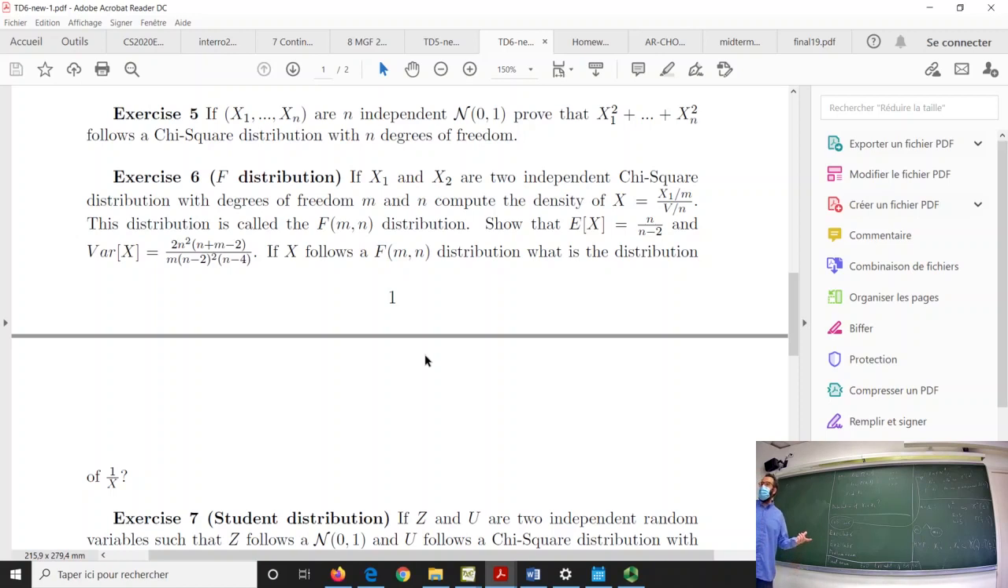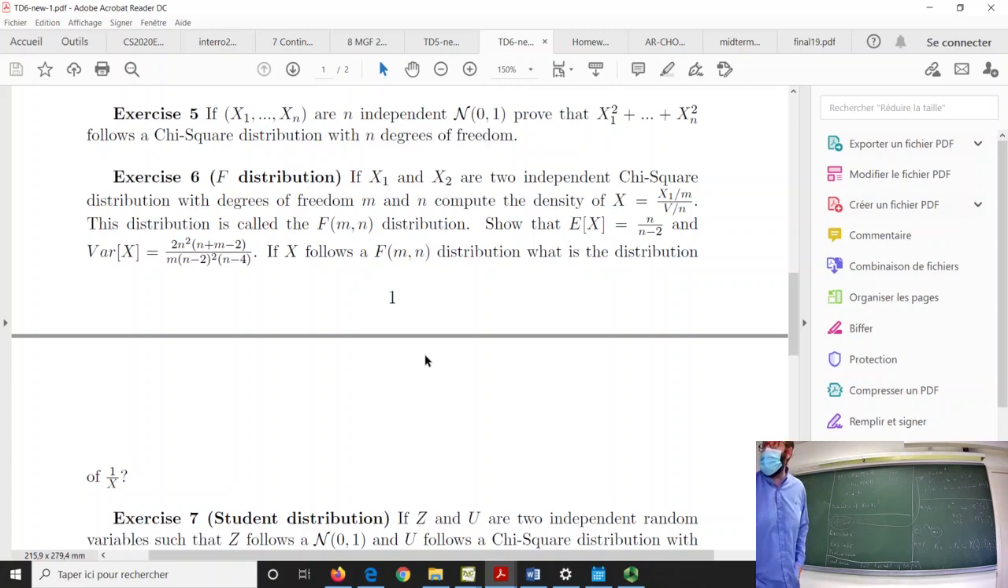So now I am interested in what happens for n plus 1. It's the heredity step of the induction. Suppose that it works for n; let's see that it works for n plus 1. So I am interested in x1 square plus until xn plus 1 square.